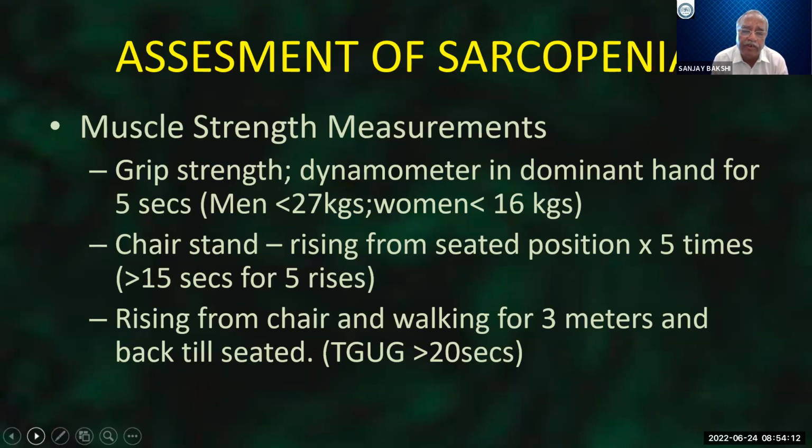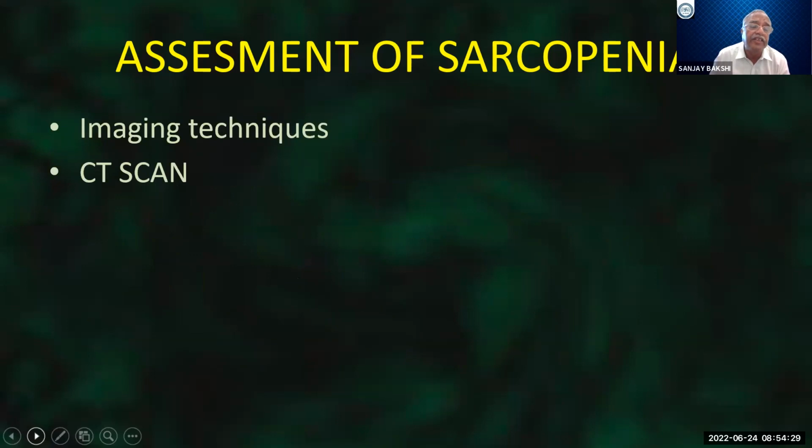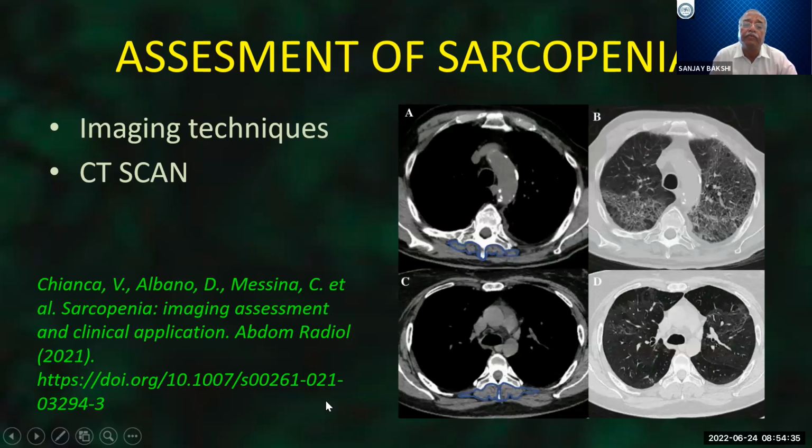Rising from a chair, walking for 3 meters and back till seated. It's called the TUG, timed up and go. If that's the short form, TUG, it's more than 20 seconds. So these are the 3 muscle strength measurements which are assessed. And in addition, you can use CT scan imaging techniques. For the chest, you assess the erector spinae, and you see that in this group, A and B, this is a patient who had very low muscle strength. In C and D, you have a far more robust muscle, and you can see the response, the chest response to that.